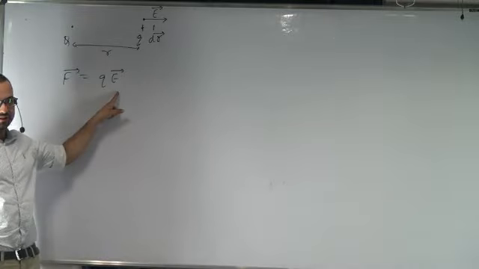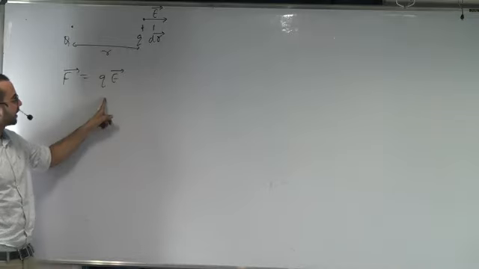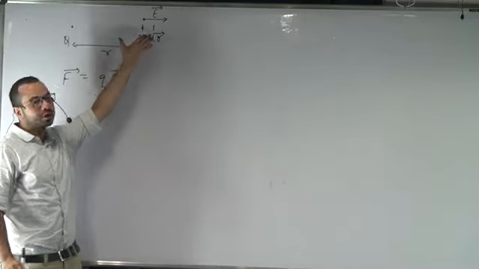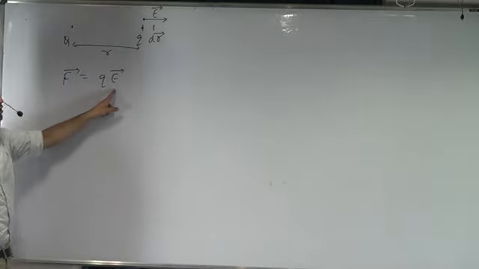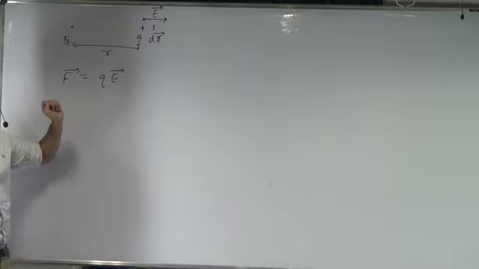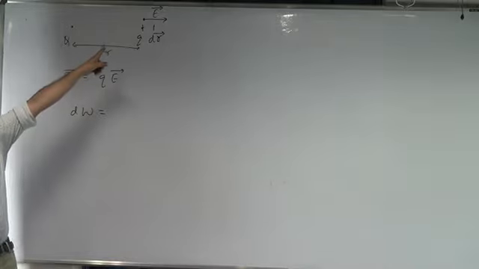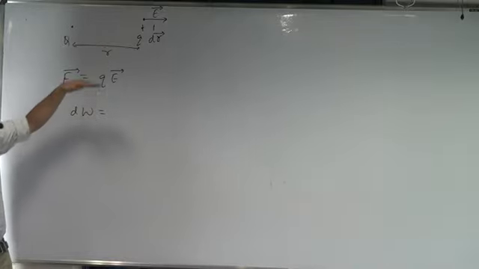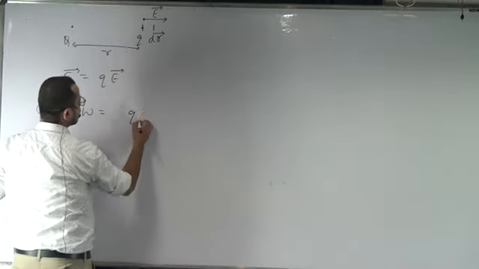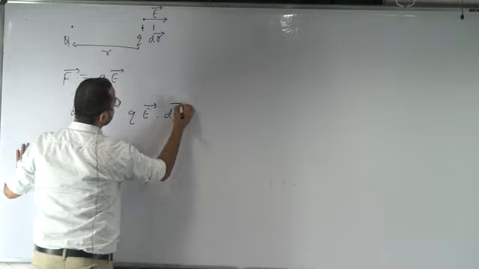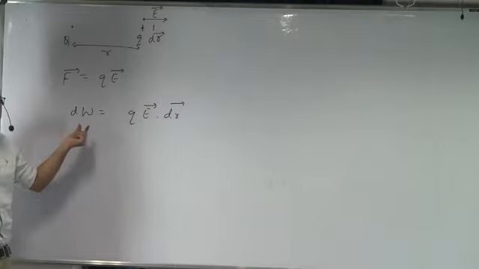I'm using vectors because this displacement can take place in any direction. Though I'm showing it in a straight line, this could happen in any direction, does not matter. So the force is qE, the displacement is dr. What is the work done by the internal conservative force, meaning the work done by the electrostatic field? That is F dot dr, and can I write that as qE dot dr? So that is the small work done.